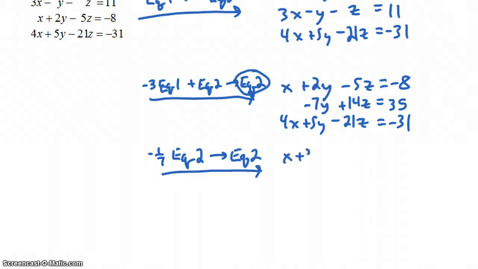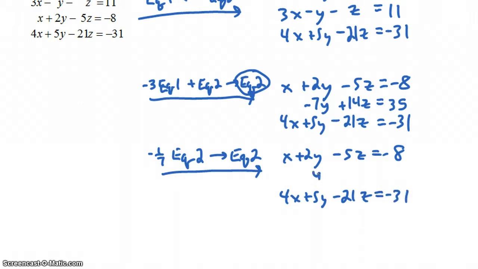Again, the top equation and the bottom equation are going to remain the same. The only thing we're messing with here is the middle equation. Notice if we divide each term by -7, we just get a y there, and that's what we want. We would get -2z, since 14z over -7 is that, and 35 over -7 is -5. So we got a new equation 2.